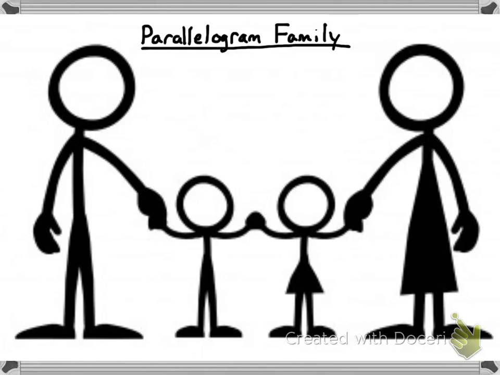Now, I got this picture of a family. I think it might get in the way, so I'm going to get rid of it real quick. Never mind, I don't think I know how to get rid of it. So I'm going to work on top of it. What I'm going to do right now is make a quick Venn diagram that shows you the relationship between rectangles, rhombuses, squares, and parallelograms.